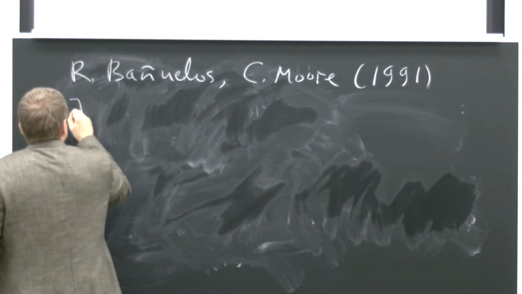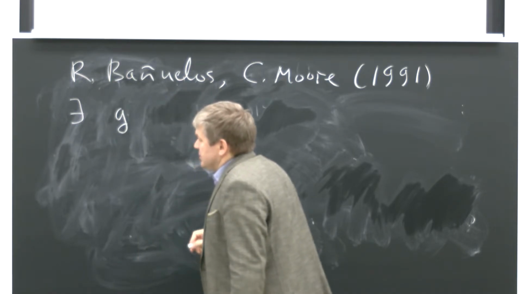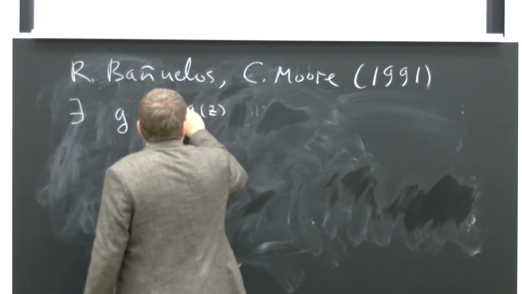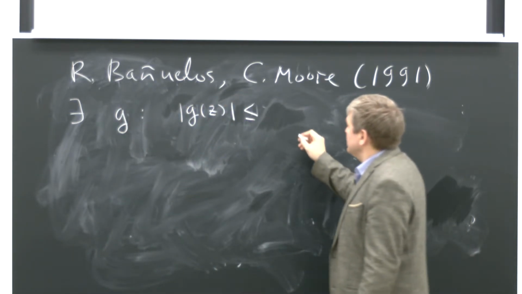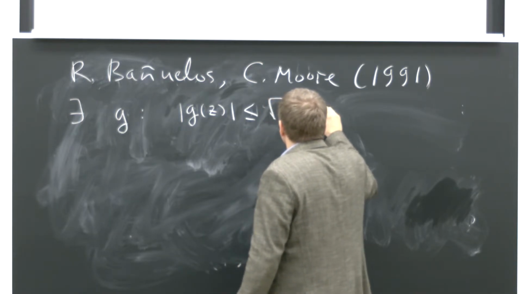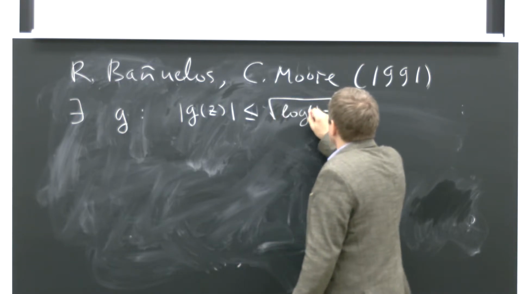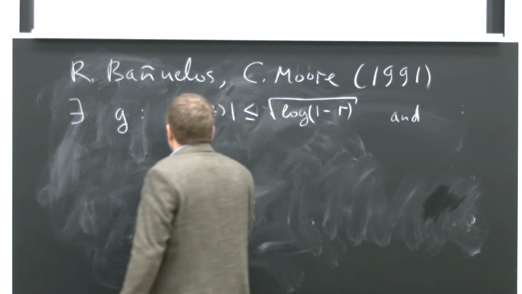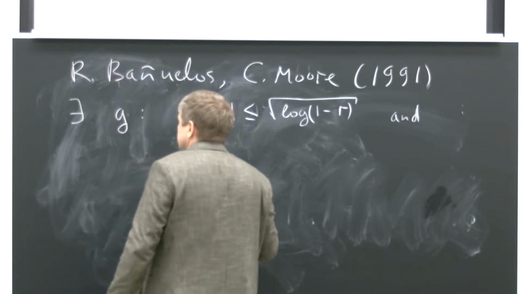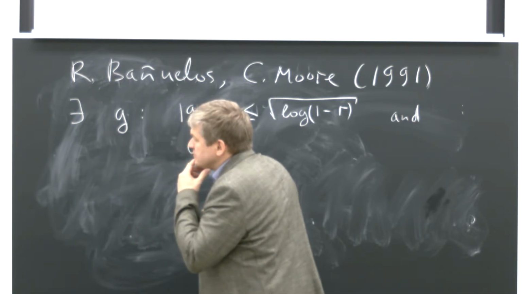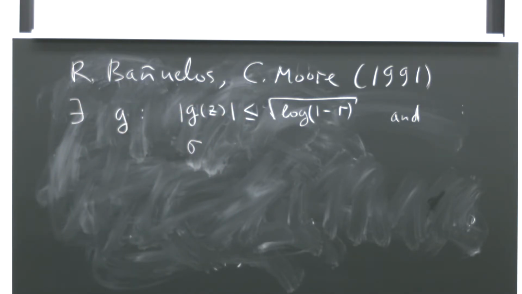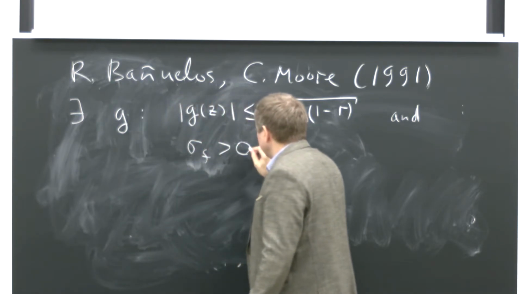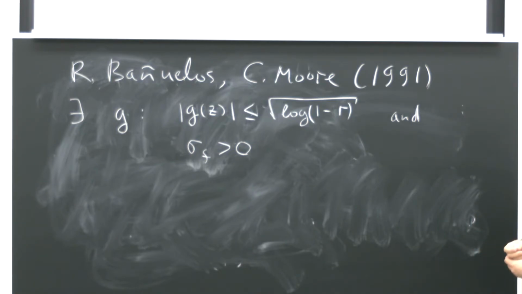In 1991, Rodrigo Bañuelos and Charles Moore showed that there exists a Bloch function g such that |g(z)| is less or equal than square root of log 1 minus r, and, okay, sigma_g is strictly greater than 0.